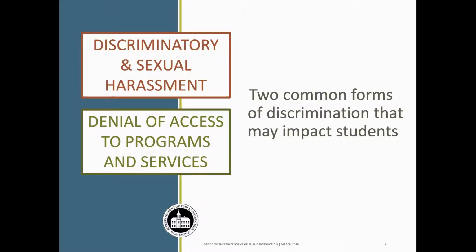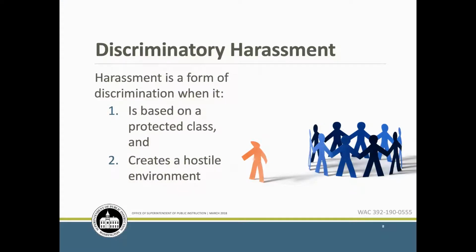During this training, we will focus on two common types of discrimination that may impact students. The first is discriminatory harassment and sexual harassment. The second is discrimination in access to school programs, activities, and services. First, we will cover discriminatory and sexual harassment. Harassing conduct is a form of discrimination when the behavior is based on a student's protected class and creates a hostile environment.